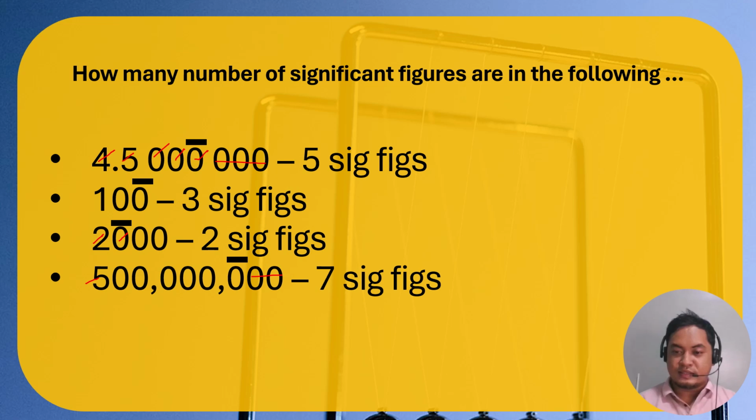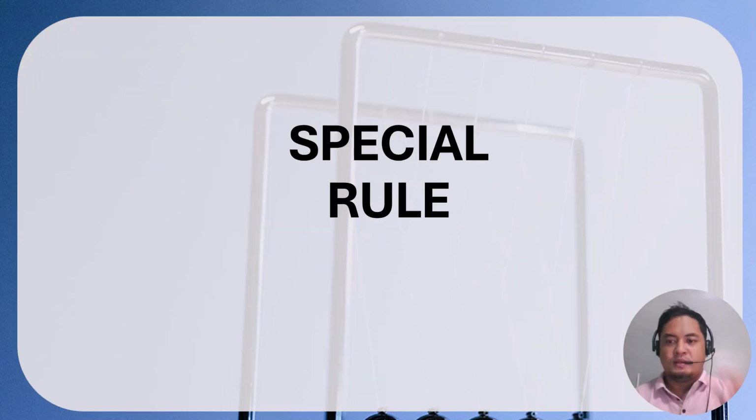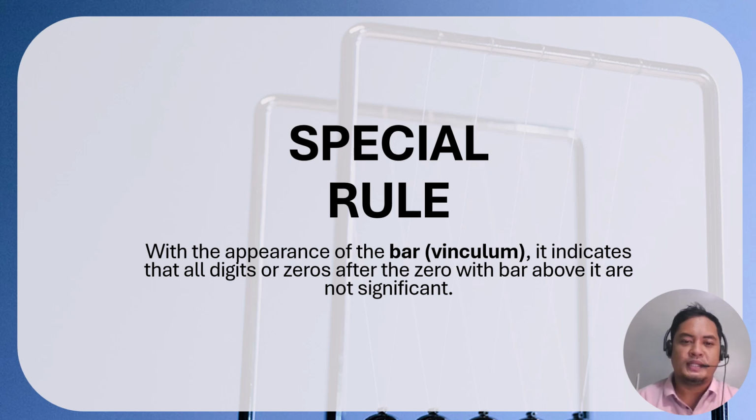So it's very clear. It's called a special rule, but in other references, it's not a special rule. With the appearance of the bar, we call it in math a vinculum. The bar sign is also known as the vinculum. It indicates that all digits or zeros after the 0 with the bar above it, or with the vinculum above it, are not significant. It's not included in the counting of significant figures.